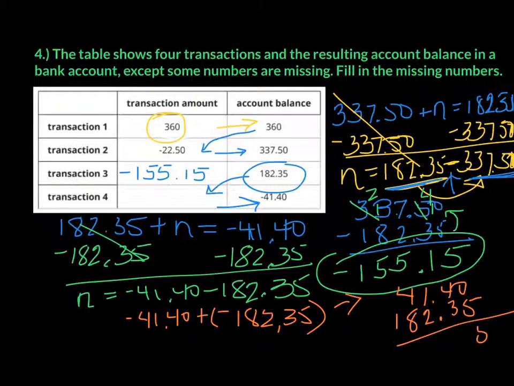0 plus 5 is 5. 4 plus 3 is 7. 1 plus 2 is 3. Drop that decimal down. 4 plus 8 is 12. Carry the 1. 1 plus 1 is 2. And I know that I'm going from this positive number down to this negative number, so that number is negative. So in here I'm going to end up with negative $223.75.